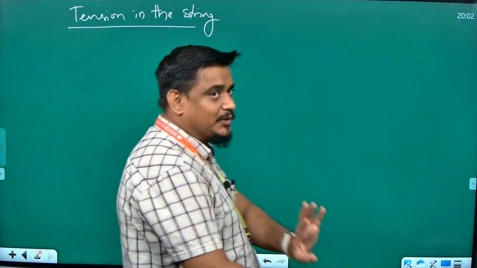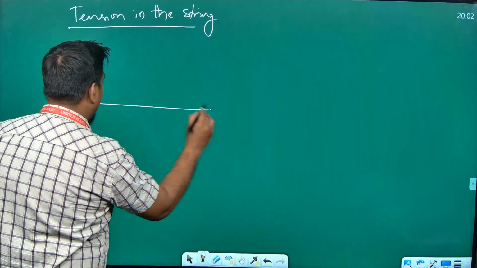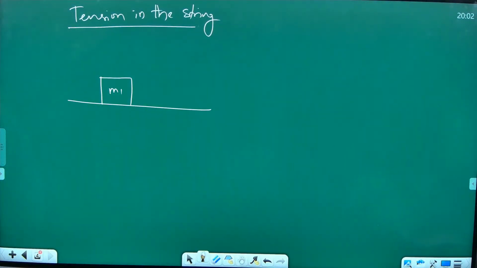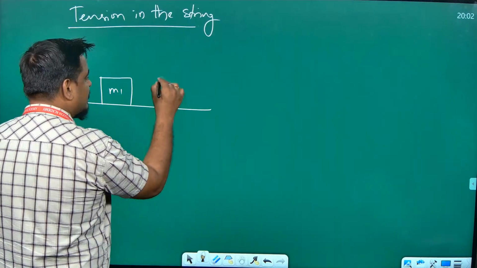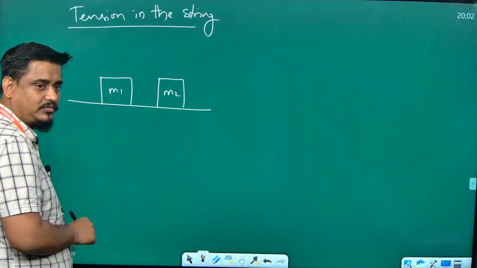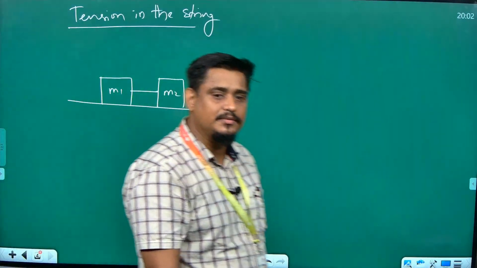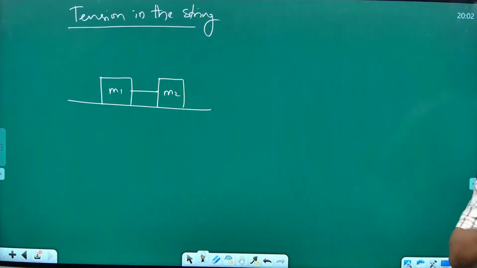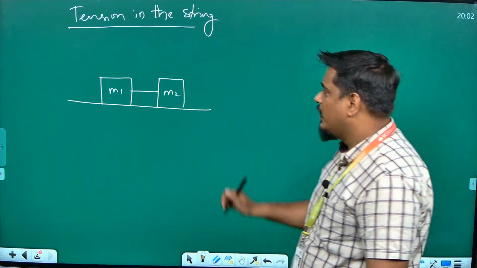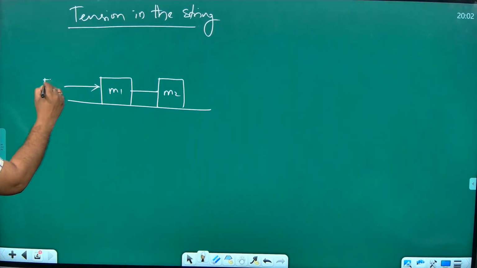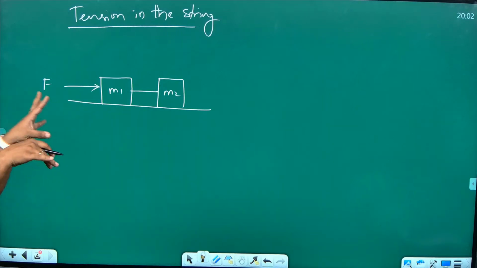Now, let me tell you in this way. Imagine there is an object here of mass m1. Please pay attention. And there is a mass here, m2. Between mass m1 and m2, there is a string. String means a rope. Imagine a rope. Now, I am going to give a force like this on m1. What will happen? m1 will slowly move towards m2. The rope will crush, and finally it will become like contact force.